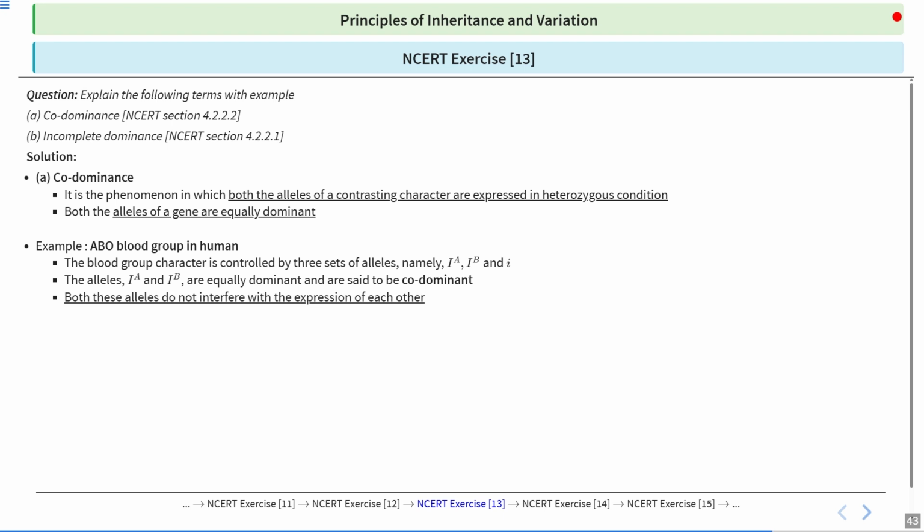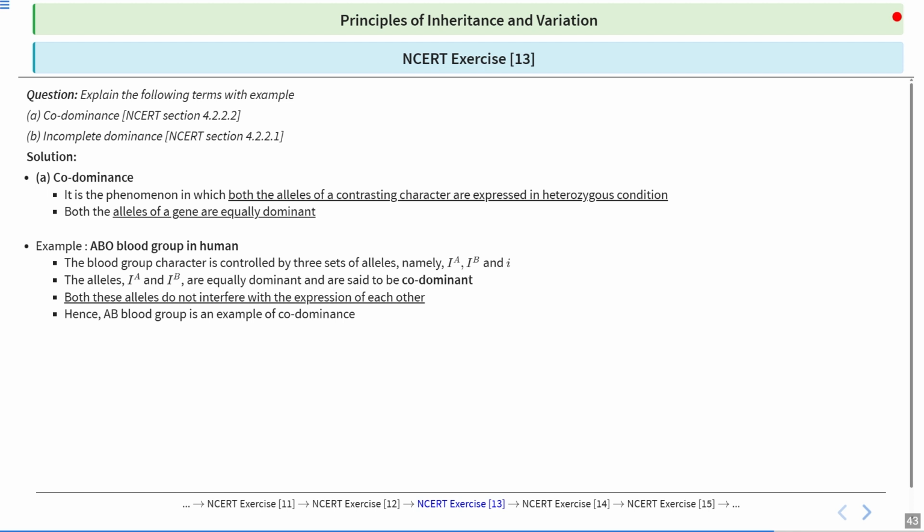Now both these alleles do not interfere with the expression of each other. That's why both are being expressed. In case of dominance, what happens? One of the alleles masks the effect of the other. But in codominance, the alleles do not interfere with the expression of the other allele. Hence, AB blood group is an example of codominance. In the person having AB blood group, the plasma membrane of the RBCs will consist of both the sugars produced by IA and IB.